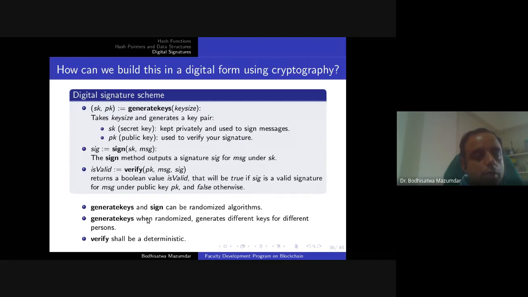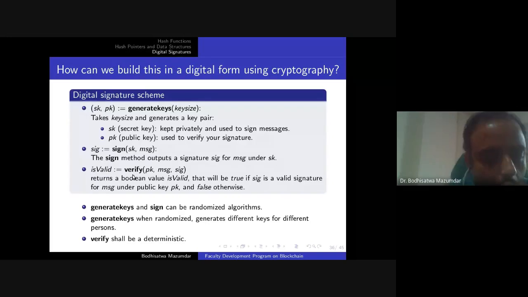Okay, so generate keys, when randomized, generates different keys for different persons. That means it depends upon the person. A person who comes at 3 p.m. would get a different set of SK, PK. A person who invokes this function at 4 p.m. in the afternoon would get another pair. So that's why it is called randomized. Generate is a randomized algorithm. It generates different keys for different persons, while the sign and verify functions are deterministic.